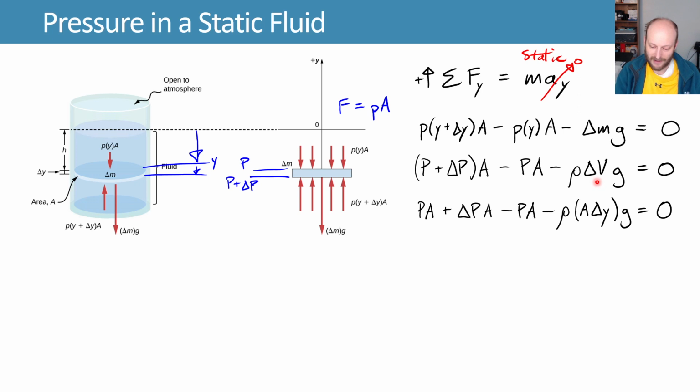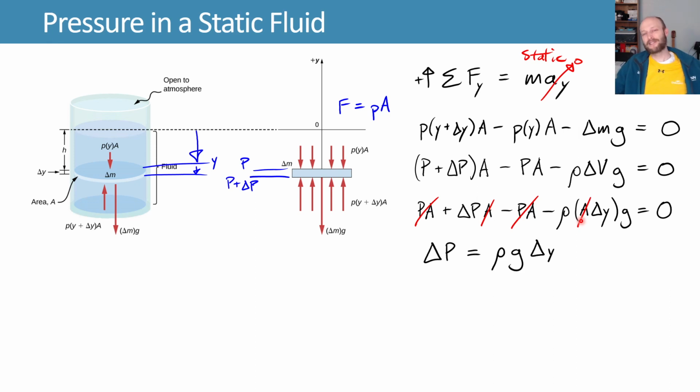Continuing on, we can expand this by multiplying out. Group this a little bit differently by noting that our delta V is equal to A times delta y. Because we have some delta y here, we have some area, so the amount of volume we have in this element we're considering is going to be A delta y. And we've got PA minus PA, so those will cancel. We've got area left on these two, so we can divide everything by area to get rid of that. And we're left with the same relationship we had from the previous slide.